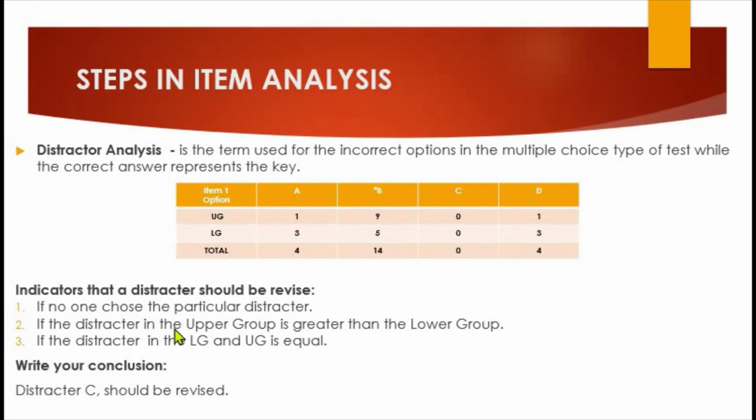So, after analyzing the options that we need to revise, we can write now our conclusion. So, based sa table na ito, we need to revise option C. Okay? So, distractor C should be revised. So, yan po yung distractor analysis. Okay? So, sana po naging malinaw po sa inyo yung mga steps and item analysis.